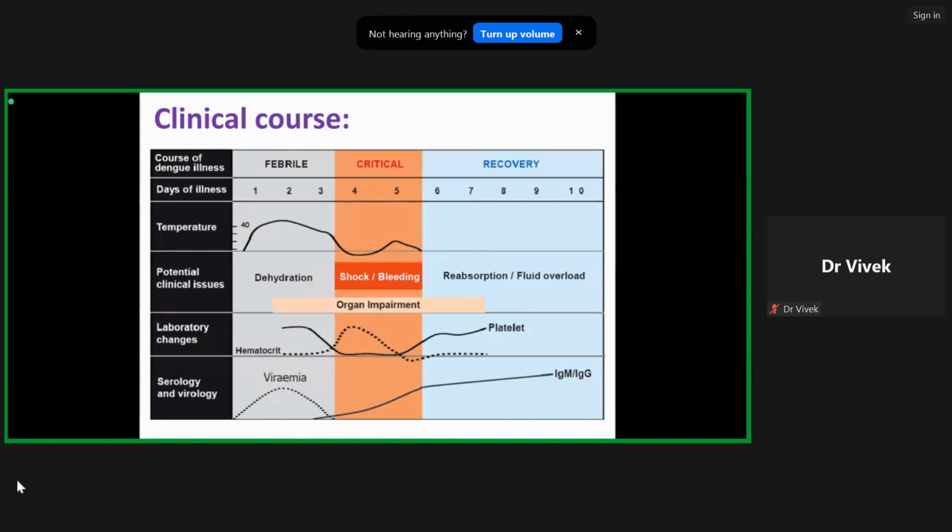This is the clinical course of the dengue fever, which has three phases: the febrile phase, critical phase, and recovery phase. The critical phase is present on the 4th and 5th day of the fever and is characterized by increasing hematocrit, decreasing platelet count, and the patient is predisposed to the maximum amount of capillary leak in this phase, and the patient can land up in dengue shock syndrome or bleeding related to dengue fever.